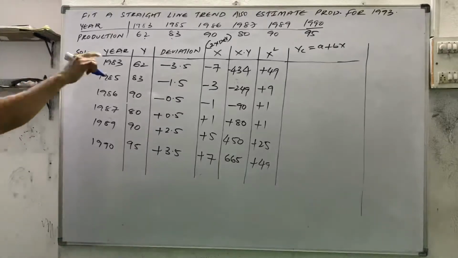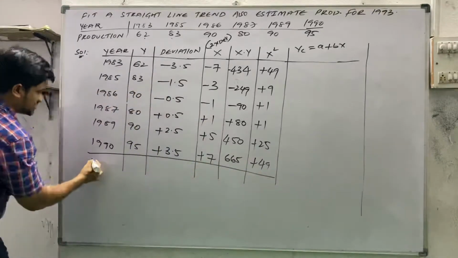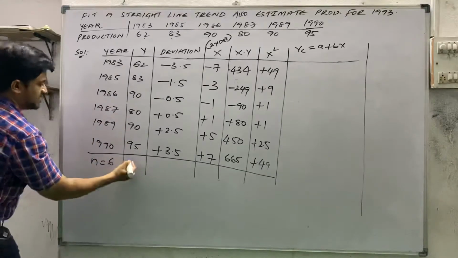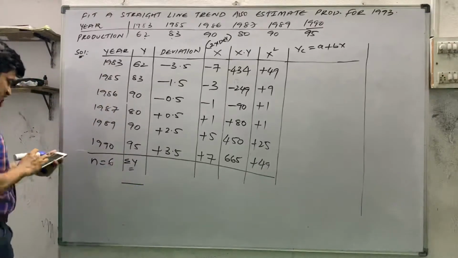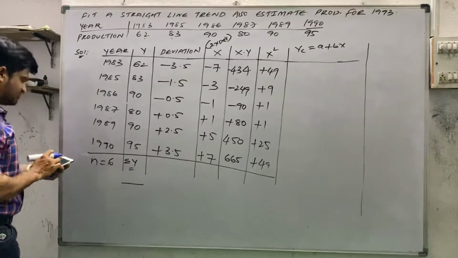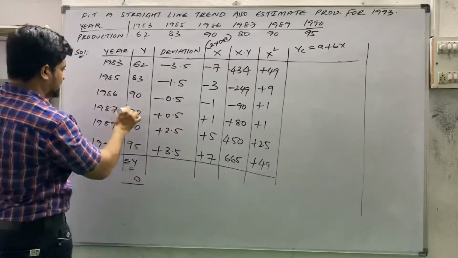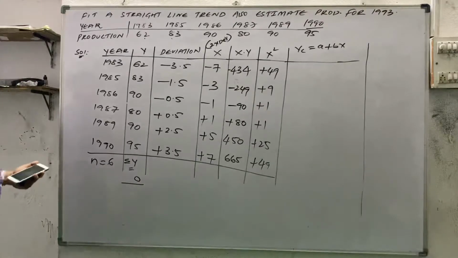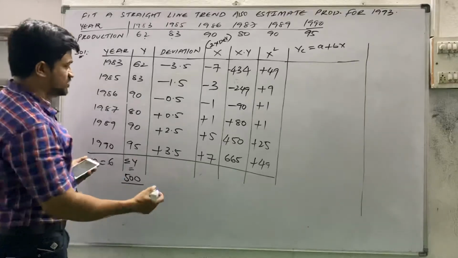Now for YC we need the A and B values. Before that we need to find the summations, because n is equal to 1, 2, 3, 4, 5, 6. Then we have summation y, sigma y. Add all the values. What will we get after adding this? 500. We will cross check this: 5, 5, 10, 0, 1, 19, 27, 36, 44, 50. Okay, 500.